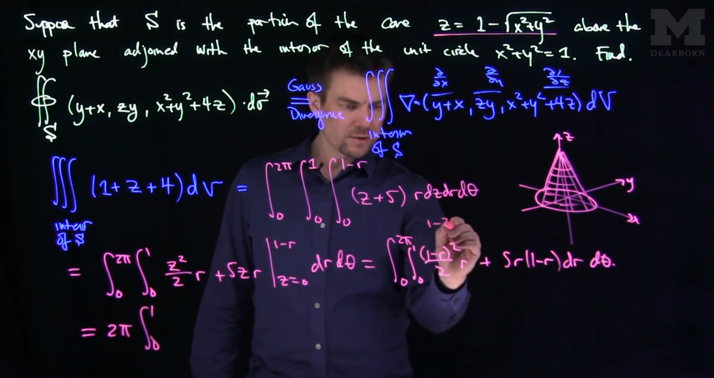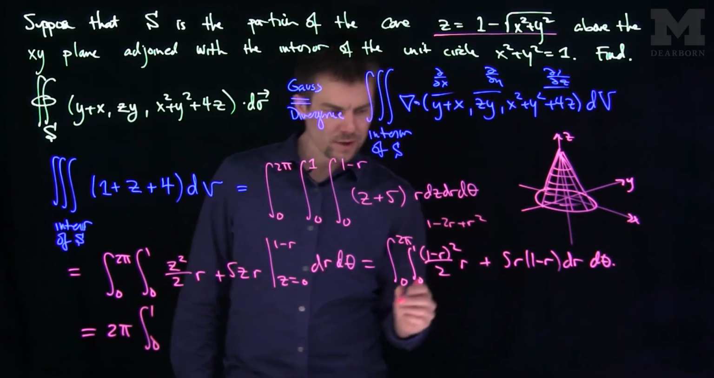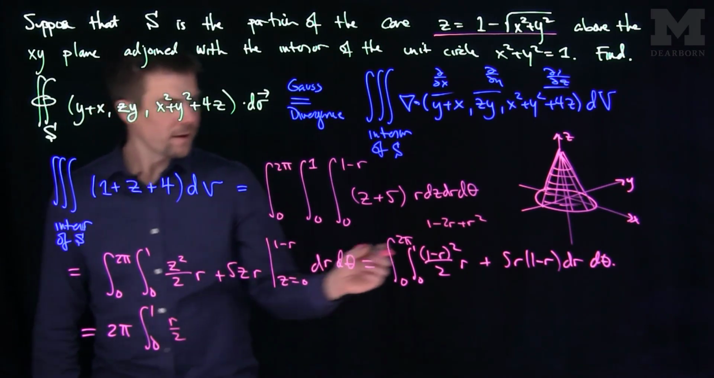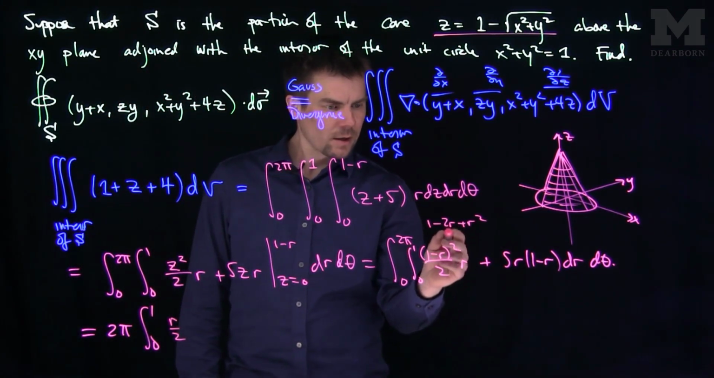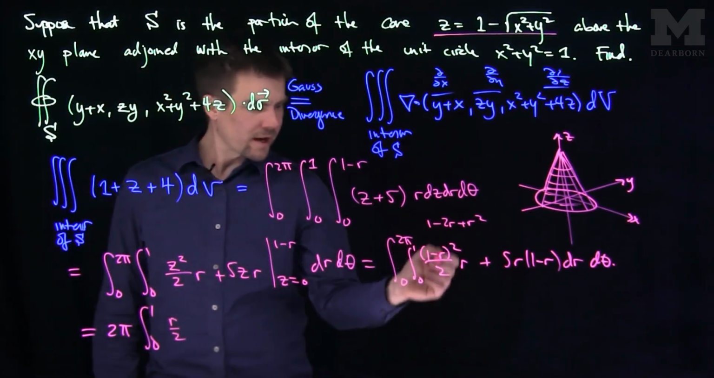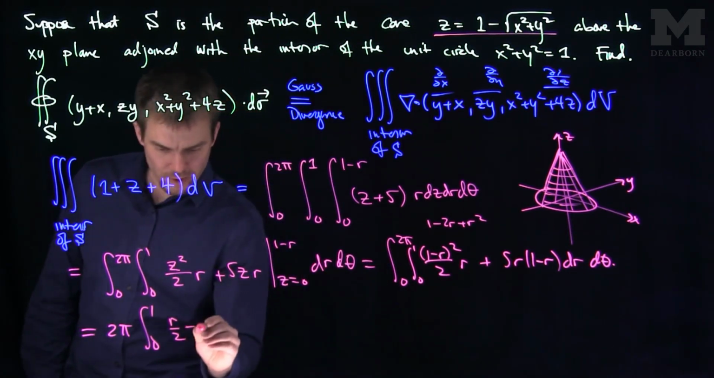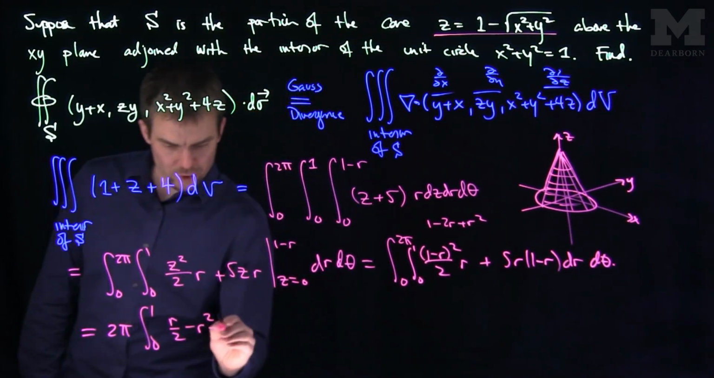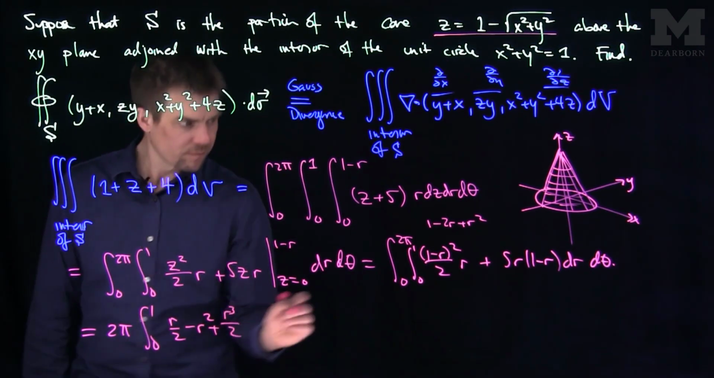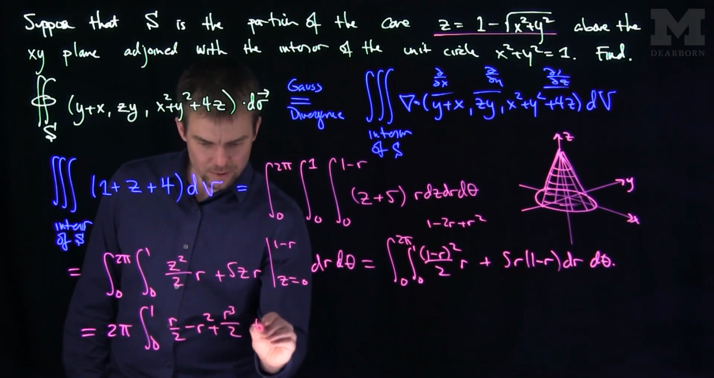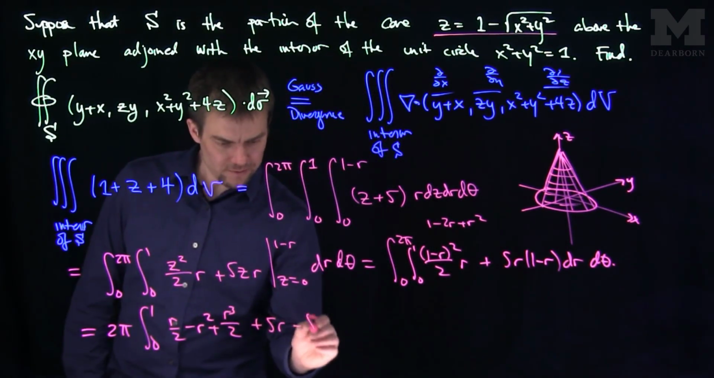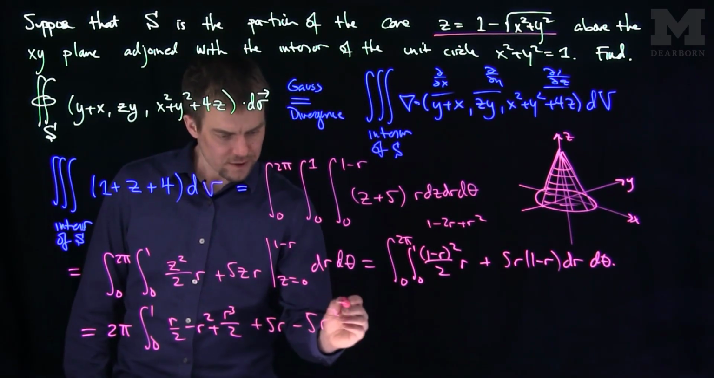What will this give me? This is going to be a 1 minus 2r plus r squared. So that's going to give me a r over 2. And then negative 2 over 2 is a 1, so we have a negative r squared. And then an r squared times r over 2, that's going to be r cubed over 2. Then we're going to have a plus 5r, and then a minus 5r squared, dr.